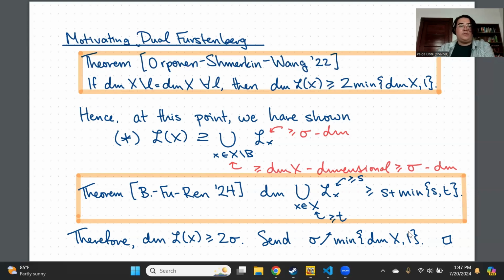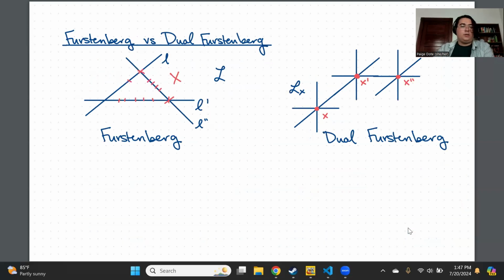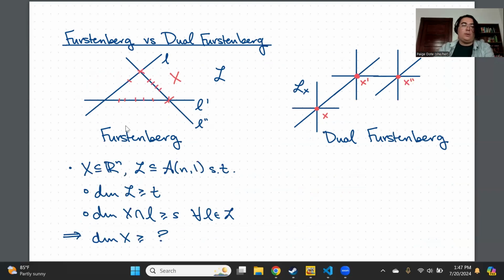All right, so let's talk a little bit more about these Furstenberg sets. In particular, we'll start with just a regular Furstenberg set, which is the following. We have a set x in R^n and a set of lines in the affine Grassmannian, such that the dimension of the set of lines in the affine Grassmannian is at least t, and the dimension of x intersected with any line is at least s for every single line in my line family. And the question is how large is the dimension of x? We would hope that in general, because each line contains many points, and we have many lines, that this would be quite large, but checking this is quite difficult and is known as the Furstenberg set problem, which was recently resolved last year by Kevin Ren and Hong Wang.